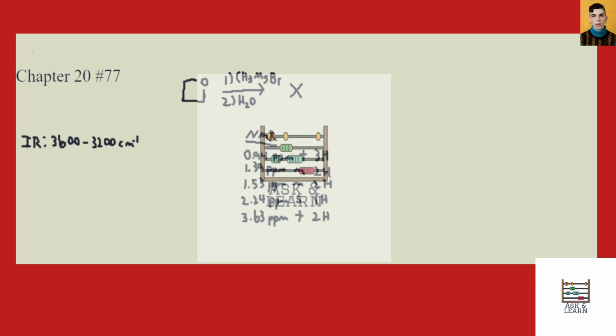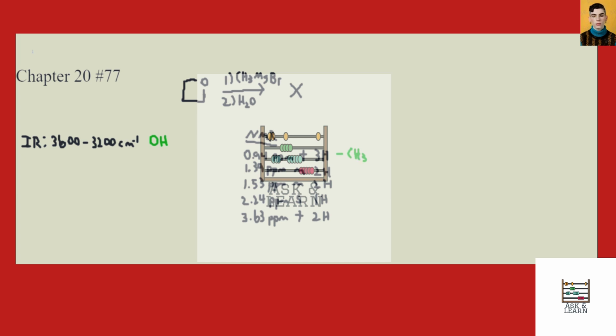Okay, and so the first thing to do here is to look at this IR, and hopefully we know by now an IR peak between 3200 and 3600 is going to be from an alcohol, from an OH. So we have an alcohol in this molecule. Okay, and then looking at the NMR data, so we have a 0.94 ppm triplet that integrates to 3. So that is going to be a methyl group next to a methylene group.